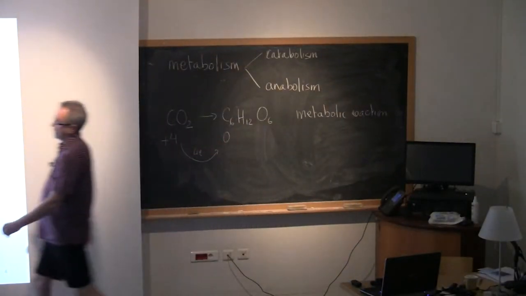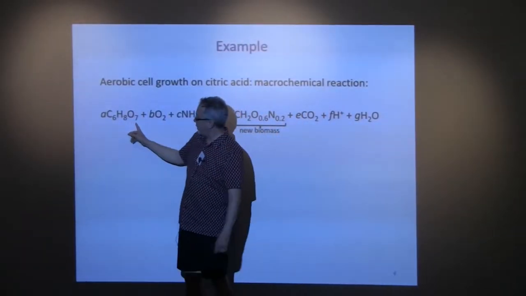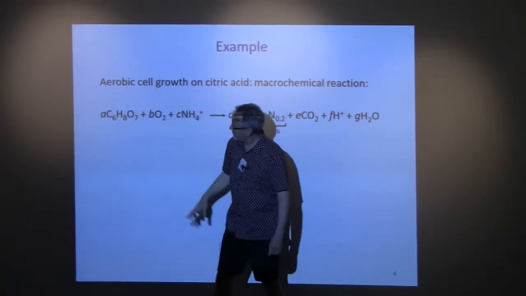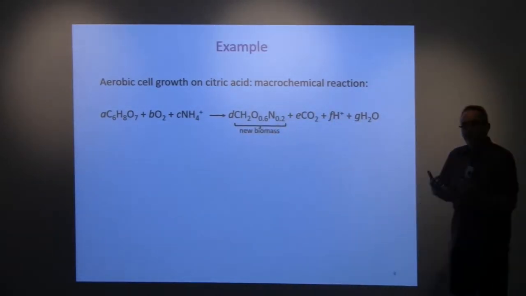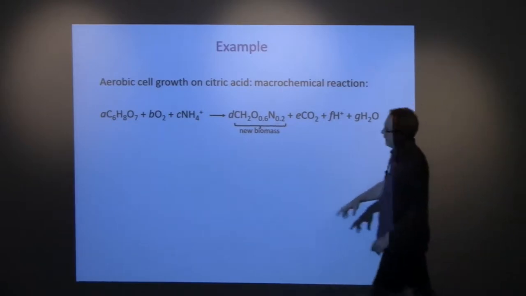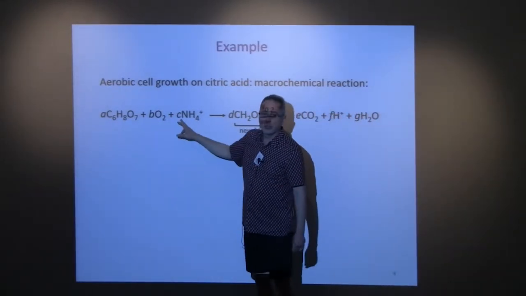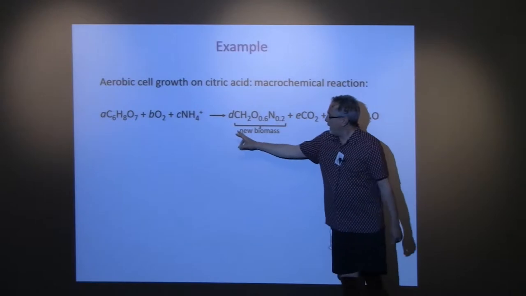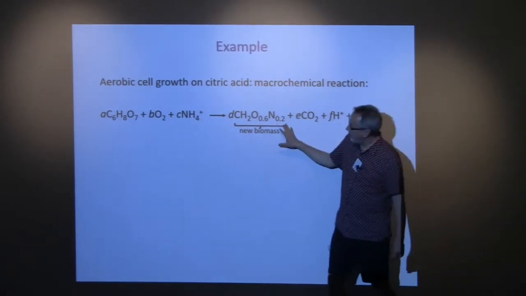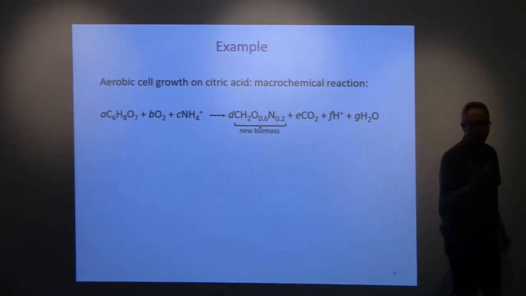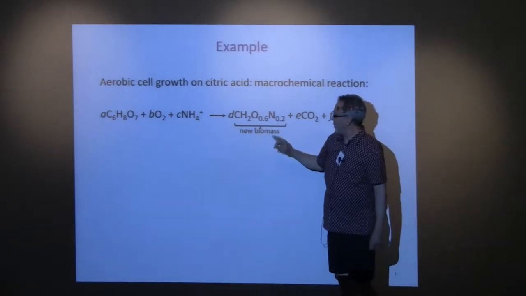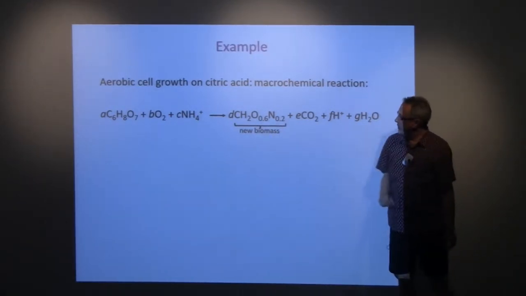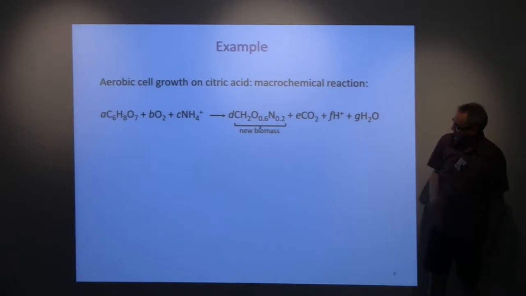So this is our citric acid, C6H8O7. It's a 6-carbon molecule, so it's a small molecule. And typically, when cells grow, they use small molecules. And here you have your oxygen, and I also have a source of nitrogen. I just put in ammonia, and this is my new biomass. Now, this is a very simplified chemical representation of biomass, but it gives the general proportions between carbon, hydrogen, oxygen, and nitrogen. I also produce CO2, some hydrogen and water, that's fine.